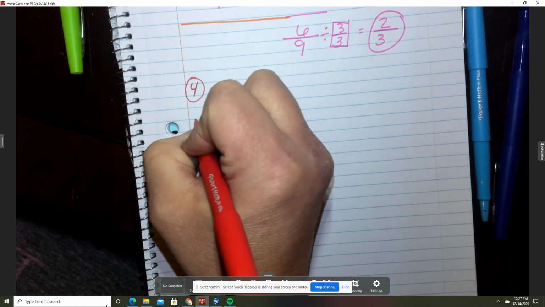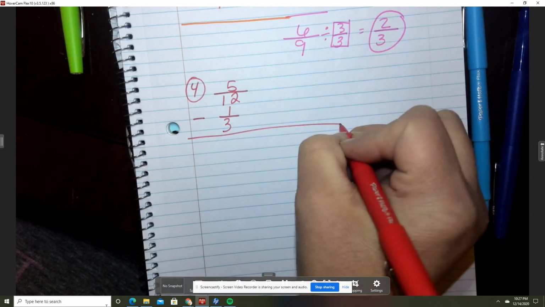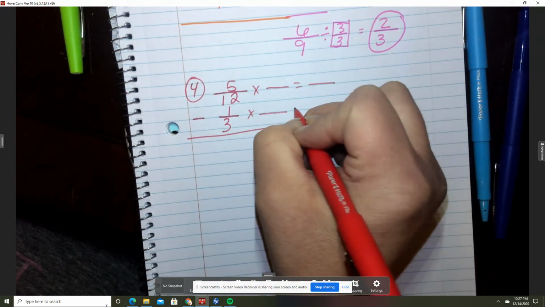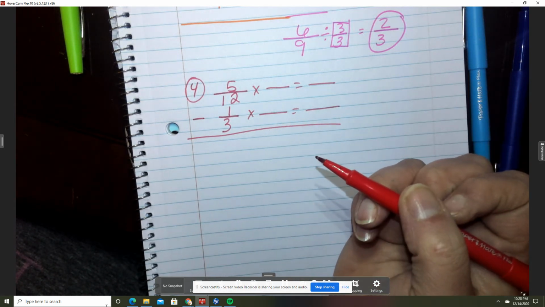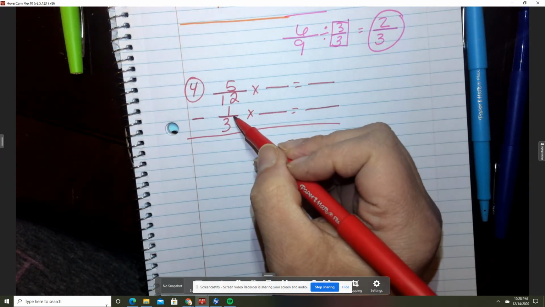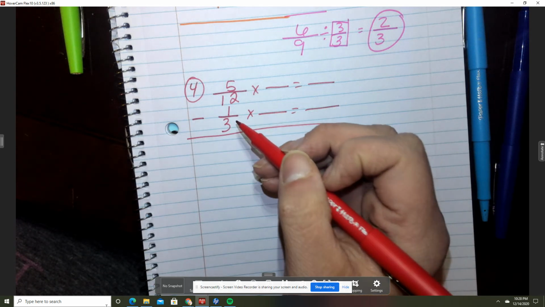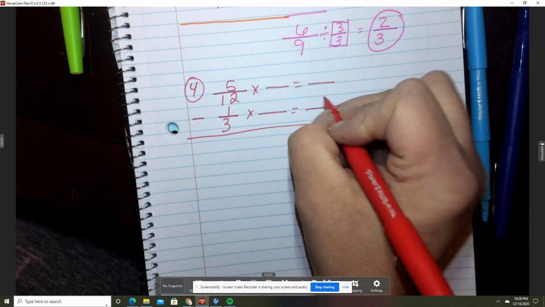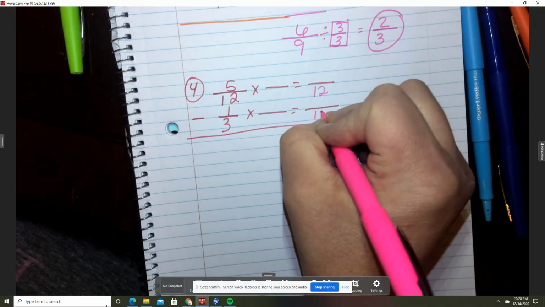5/12 minus 1/3. I'm going to go on and set this problem up. All right. Now, can 3 go into 12? Yes, absolutely. So we don't even have to do the m because 3 can go into 12. So that means that 12 is going to be my denominator.